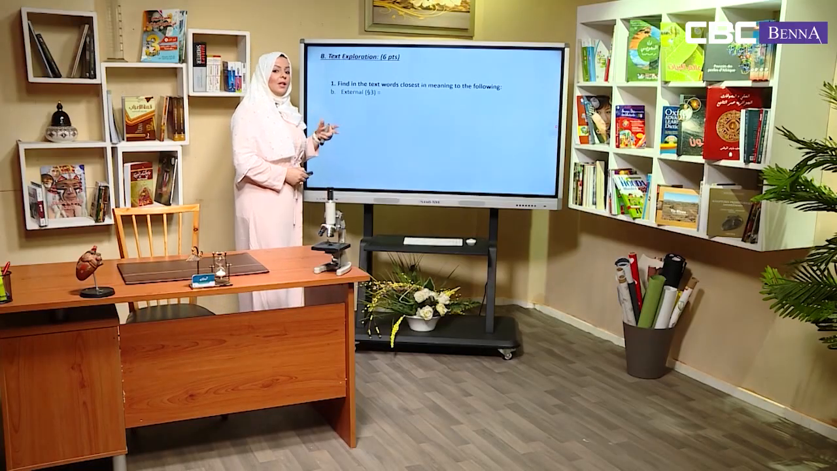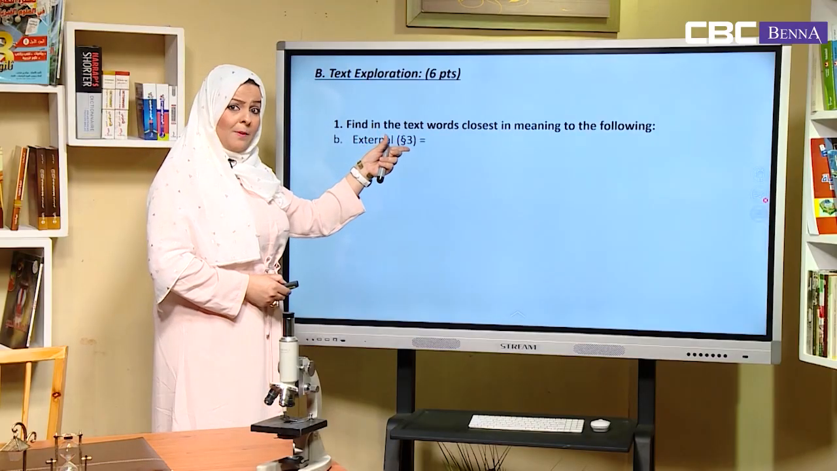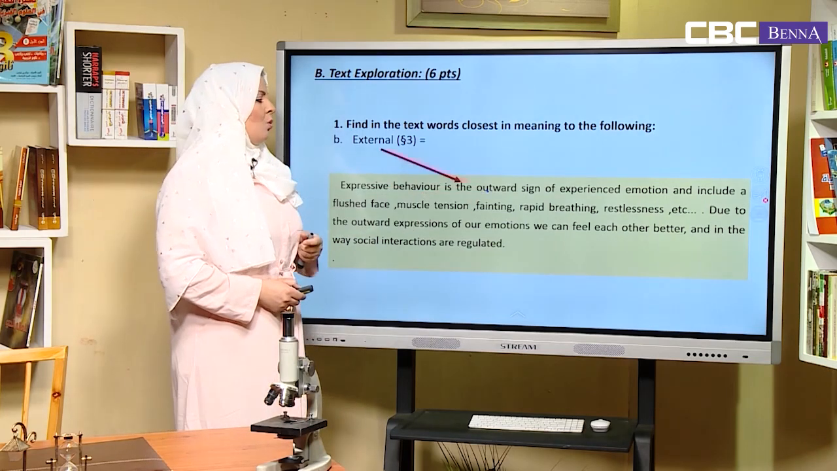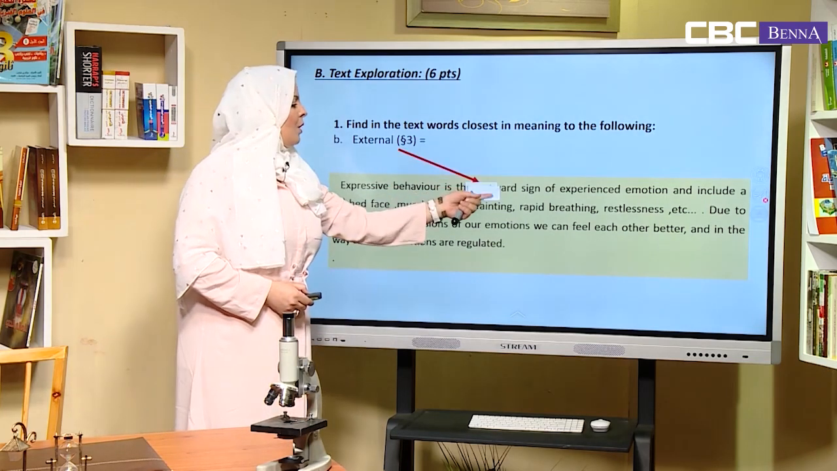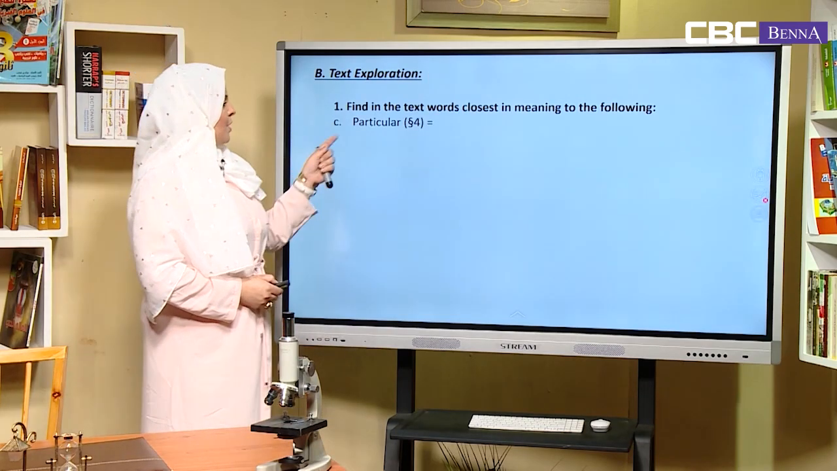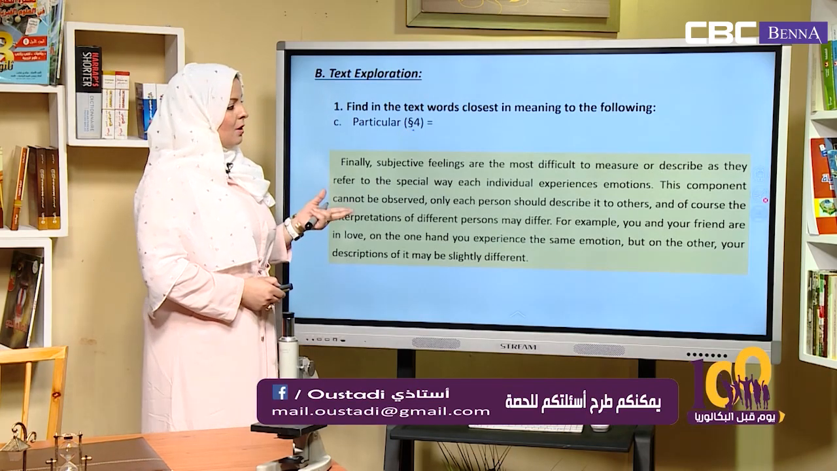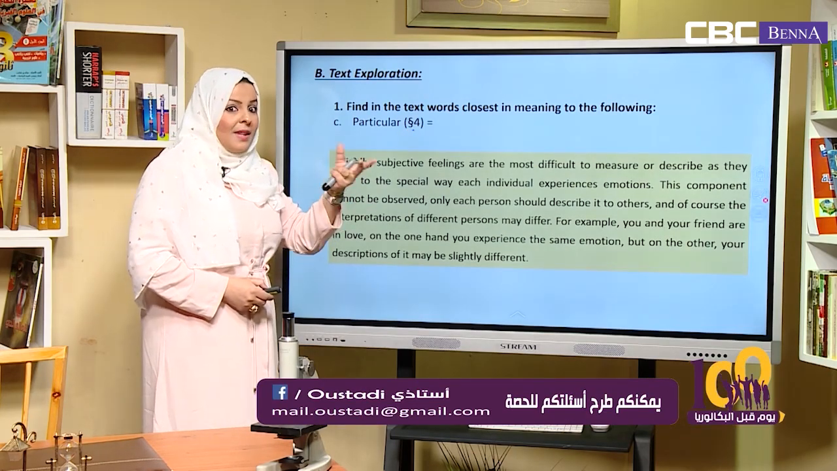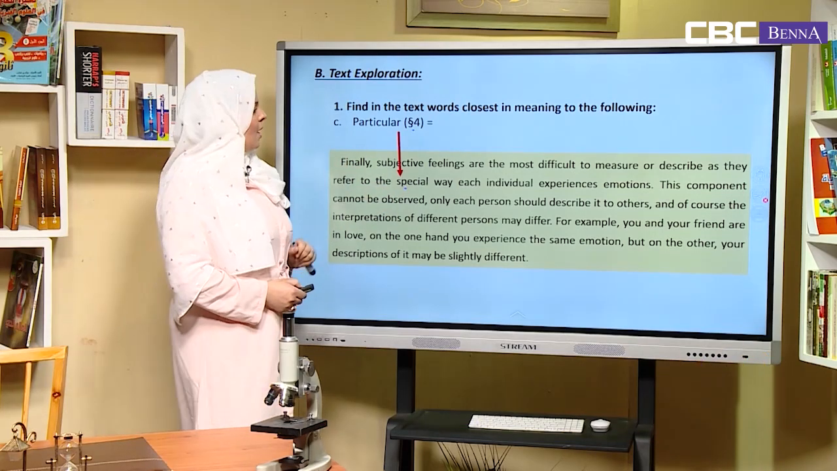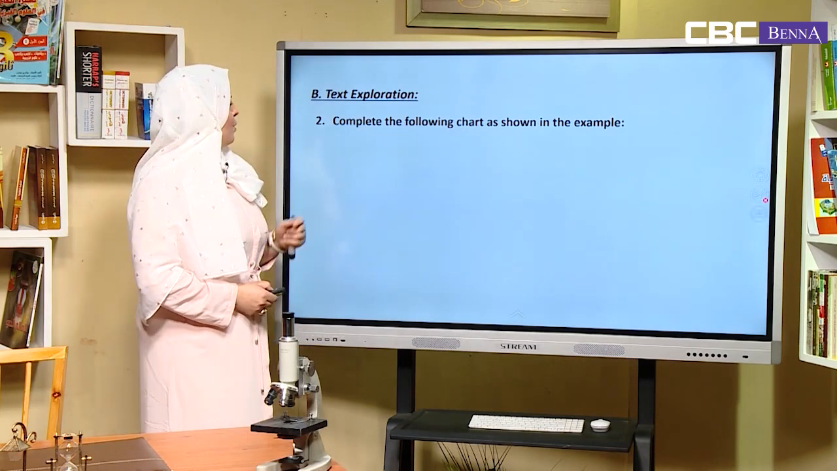External. It is external, something external. So you're going to find it in paragraph 3. So here it is outward. It is outward. Good. And the third one, particular, you are going to find it in paragraph 4. And here particular, it means something special. So this is concerning the activity of vocabulary.